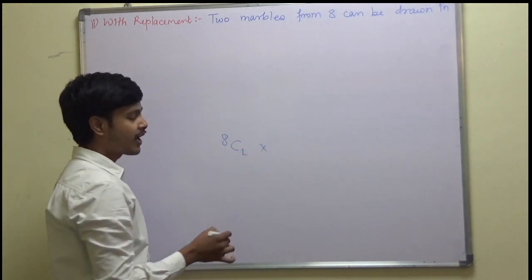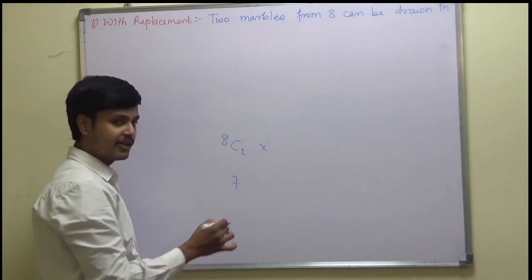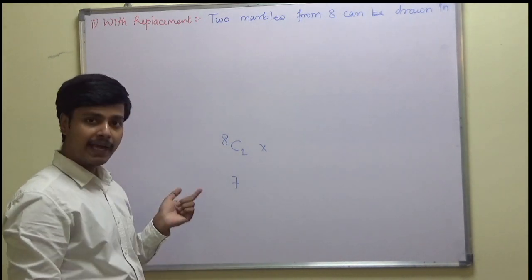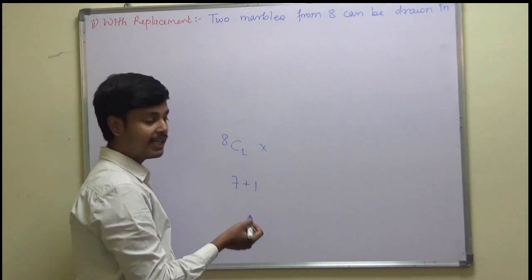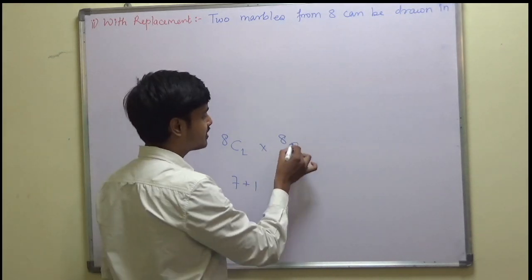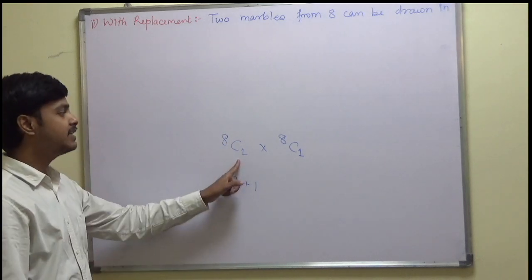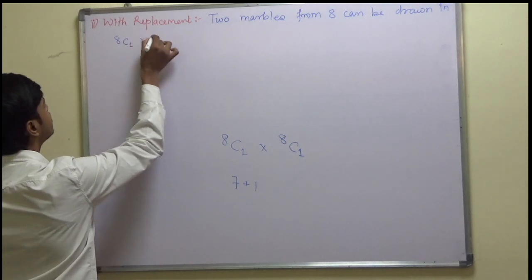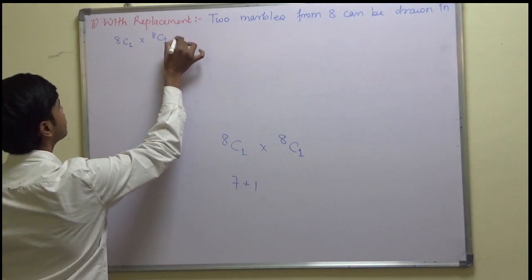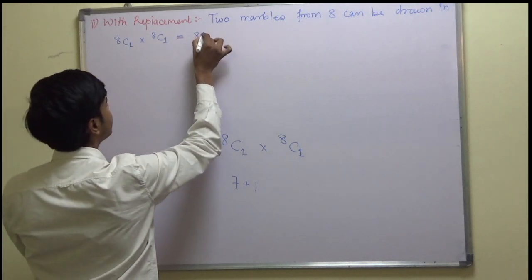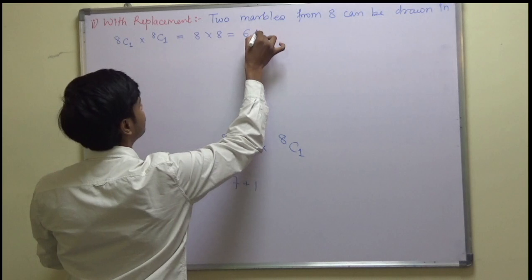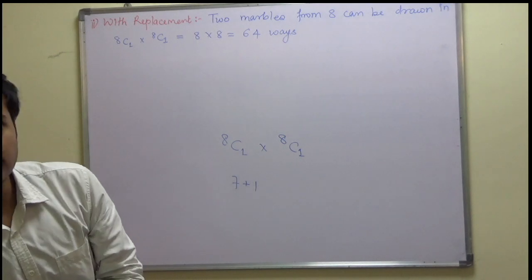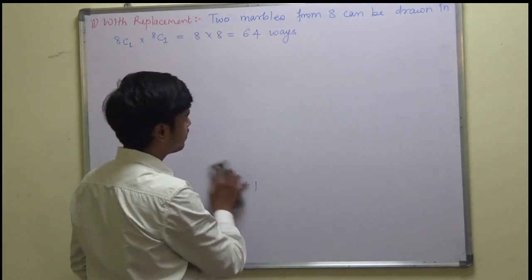Now how many marbles do we have? Now we have 7. Replacement says whatever marble you have drawn, you put it back in the bag, so 7 plus 1 again becomes 8, and then you take out another marble. This can be done in 8C1 into 8C1 ways, which is 8 times 8, 64 ways. In 64 ways you can draw 2 marbles from a bag of 8 marbles with replacement.